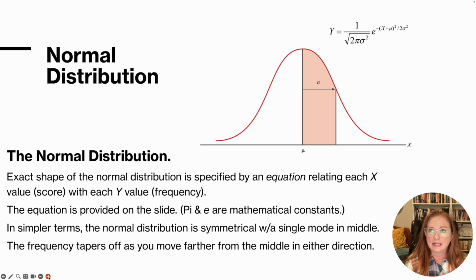Graphically, or what it looks like visually, the normal distribution is symmetrical. It's got one mode right in the middle, right? It's got one mean.